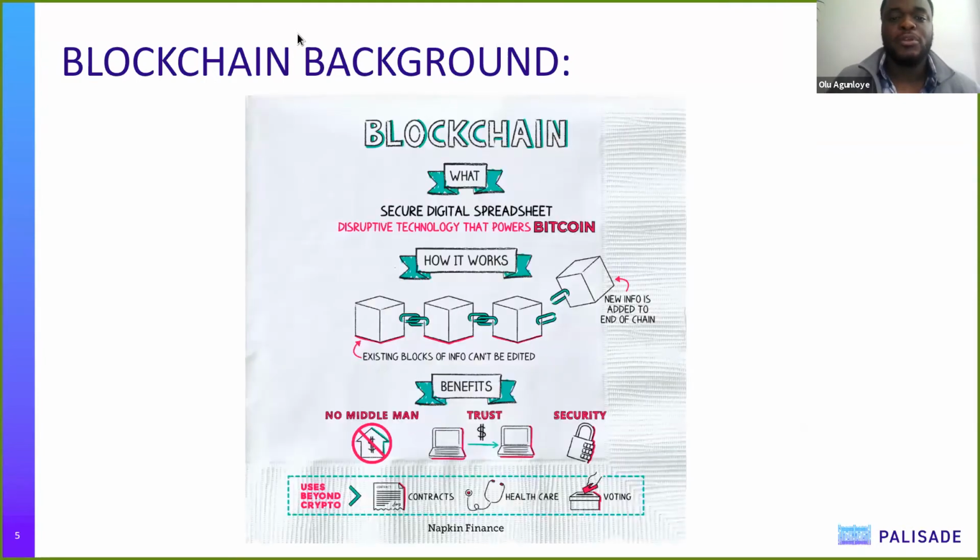or electronic forms of value. Back-of-the-napkin explanations include: it's an existing group of blocks that are chained together, where new information is added to the end of the chain and the existing chain can't be deleted. That's a very straightforward, layman explanation of what this is.